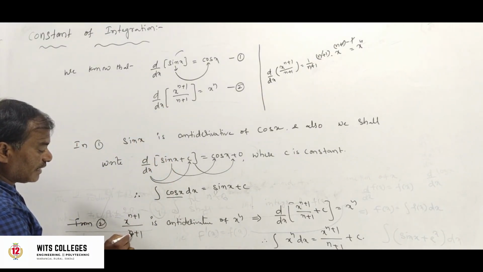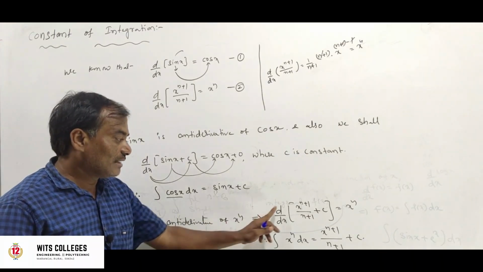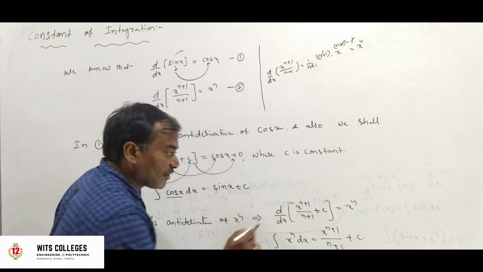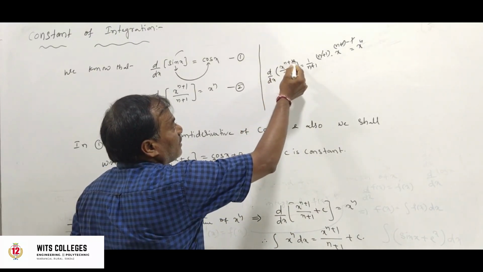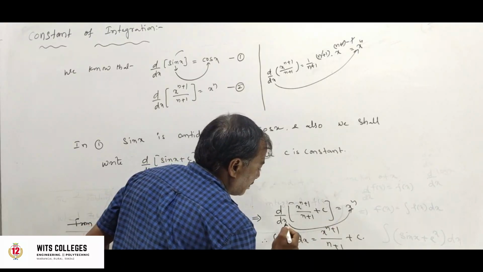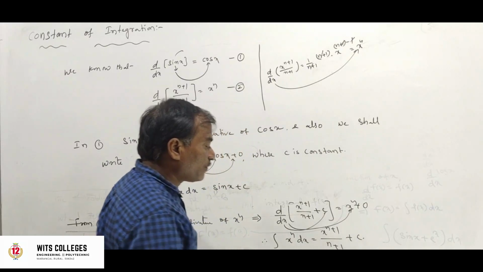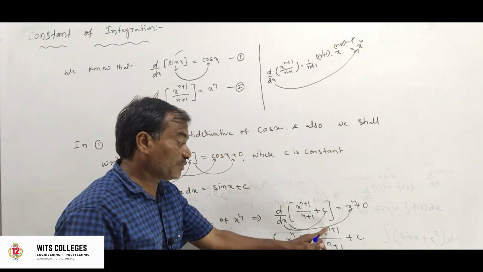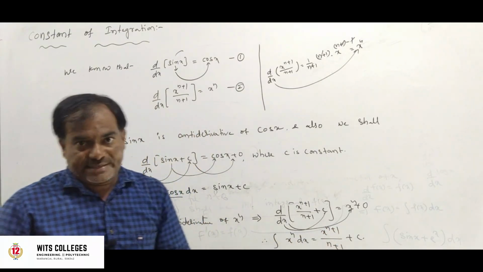Similarly, from the second, x to the power of n plus 1 by n plus 1 is an antiderivative of x to the power of n, meaning the derivative of x to the power of n plus 1 by n plus 1 plus c equals x to the power of n. We know that the derivative of x to the power of n plus 1 is x to the power of n, and the derivative of a constant is 0. Therefore the integral of x to the power of n dx equals x to the power of n plus 1 by n plus 1 plus c. And we are taking one more example here.